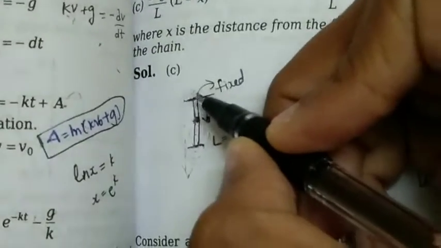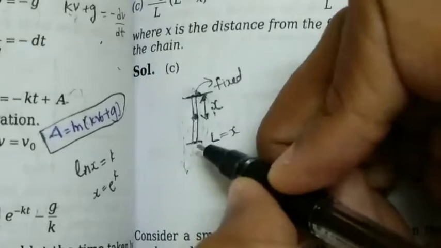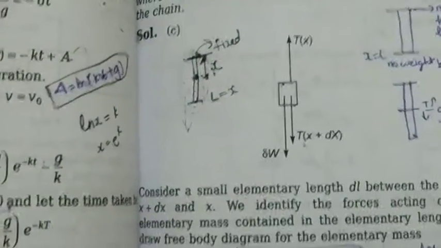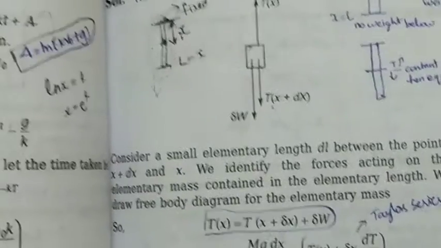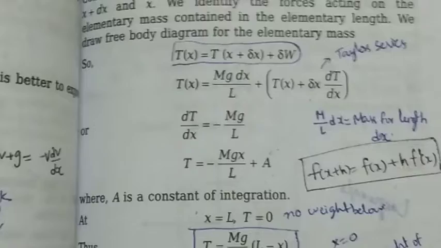That is because of the mass. The weight would be acting in the downward direction and tension would act in the opposite direction, that is in the upward direction, in order to hold the rope. Otherwise the rope would fall. So that is the problem and its solution.